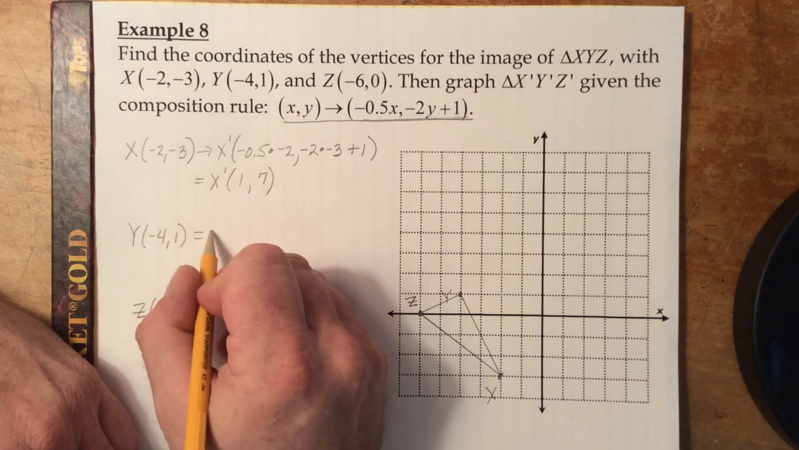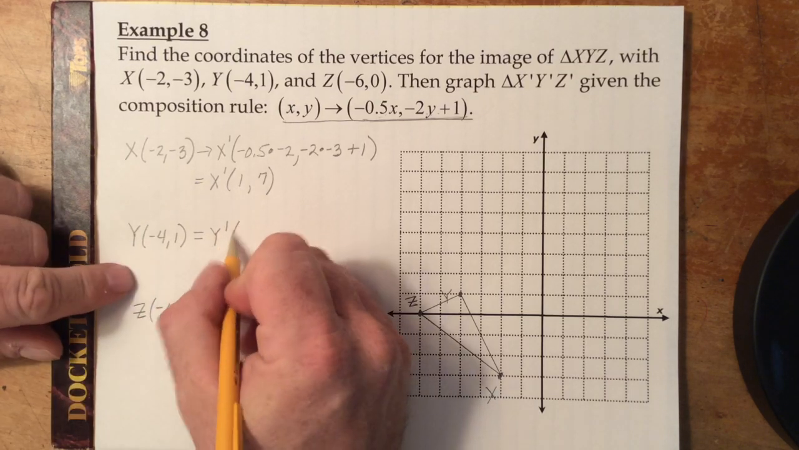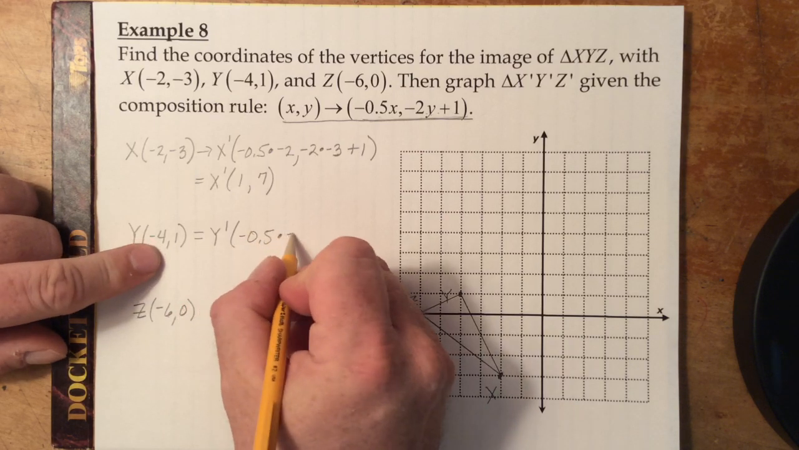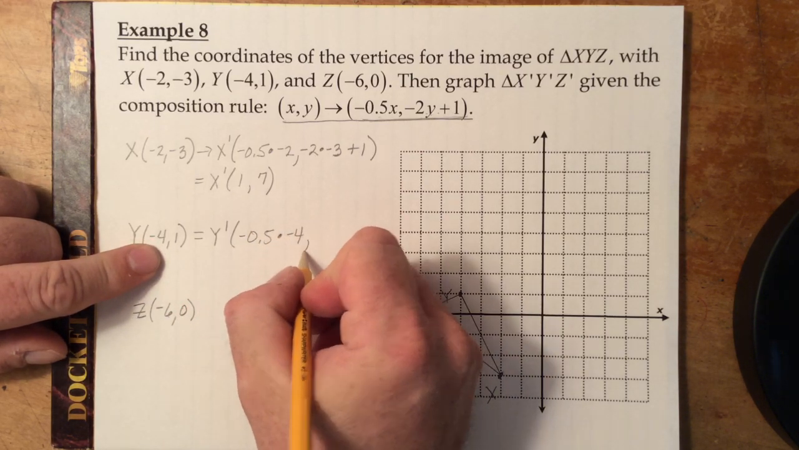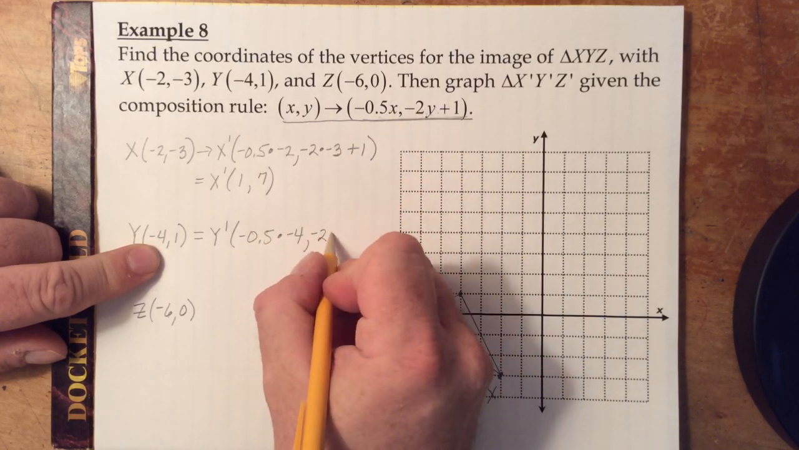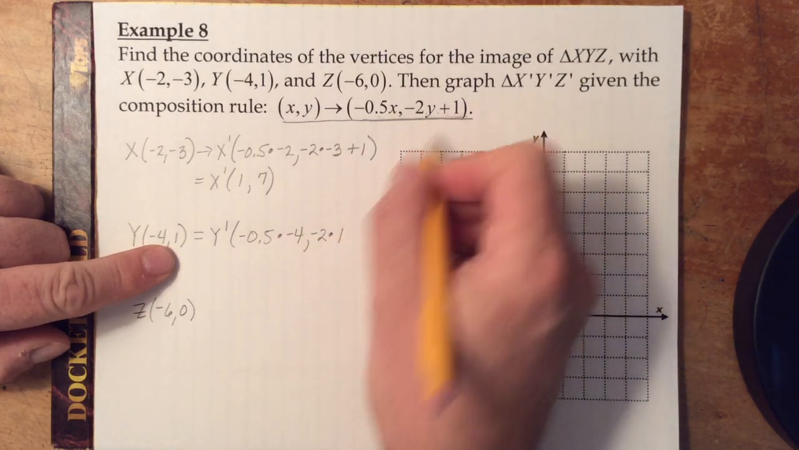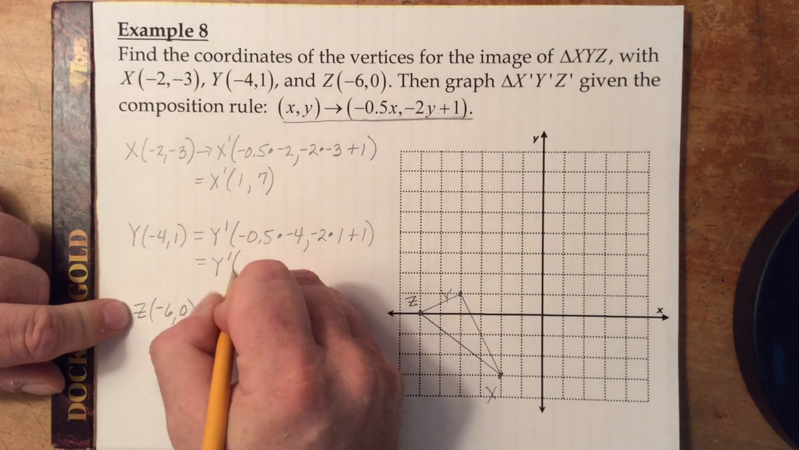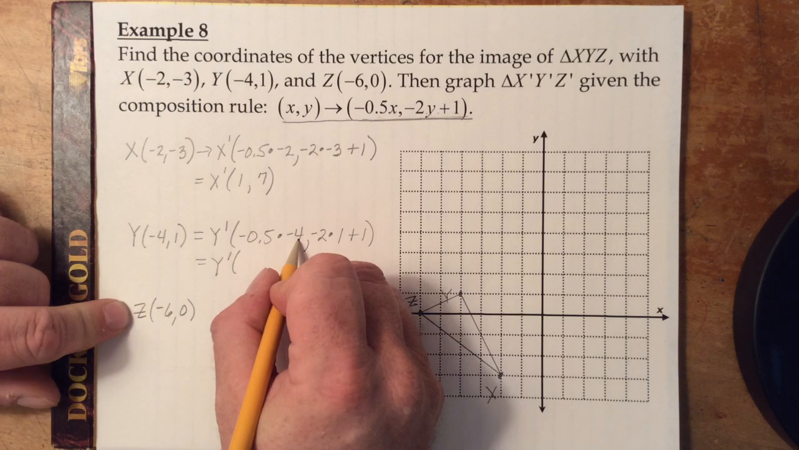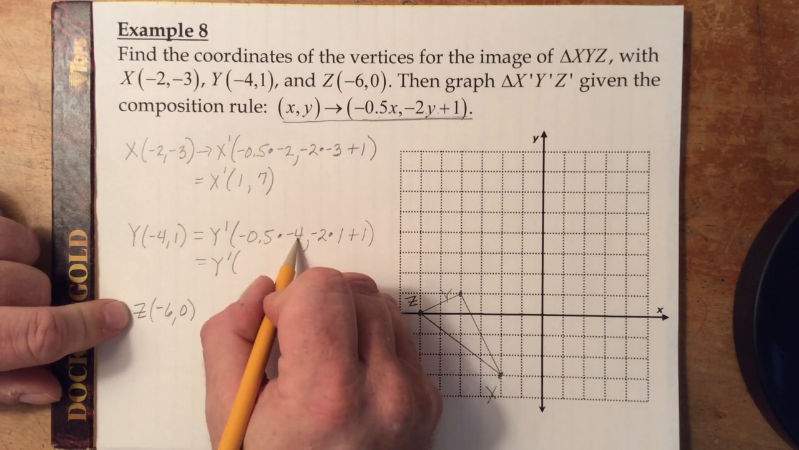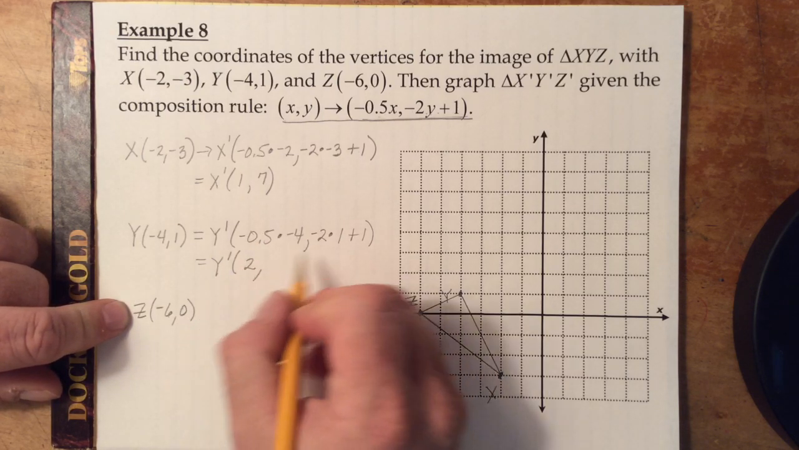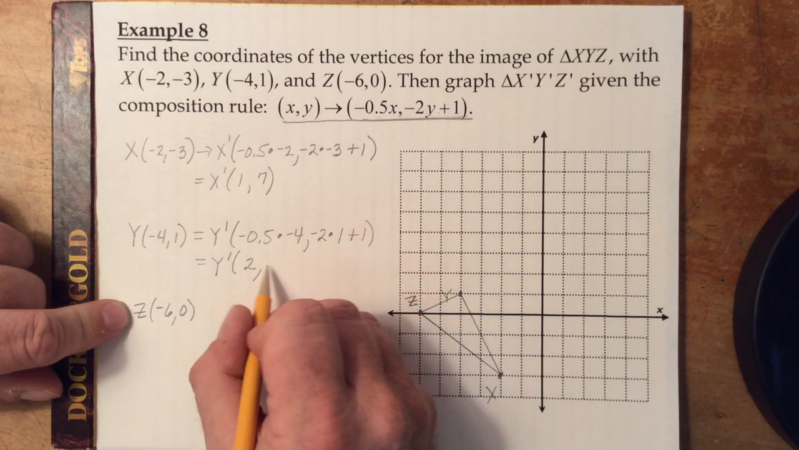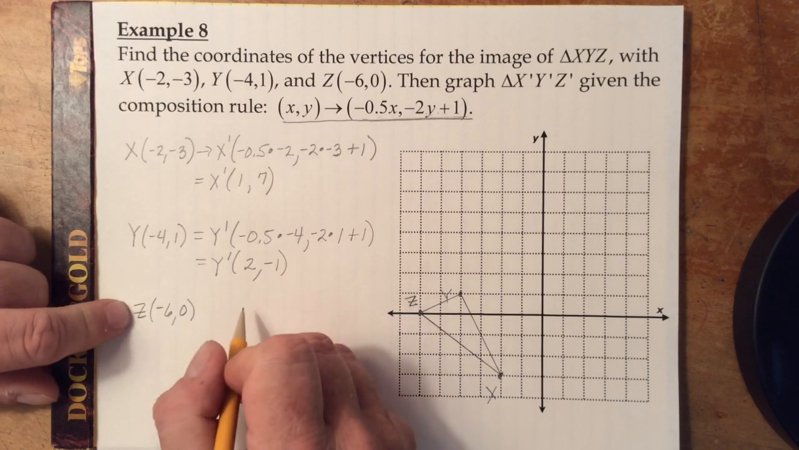Now for Y prime, applying the same rule, we have -0.5 times x, which is -4, comma, -2 times y, which is 1, plus 1. And we get Y prime: half of 4 is 2. Negative times negative is positive, so we get +2. -2 times 1 is -2. -2 plus 1 is -1. So we get (2, -1).